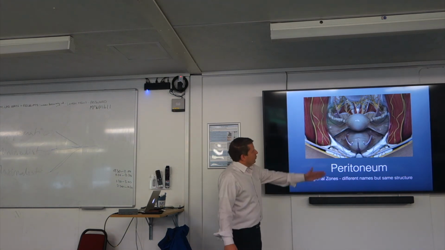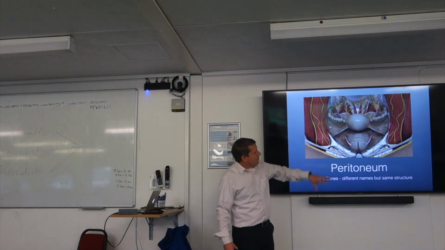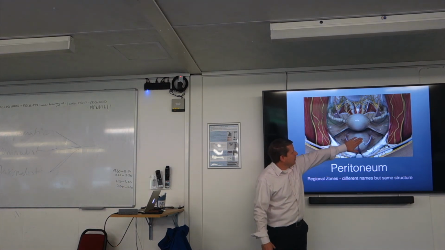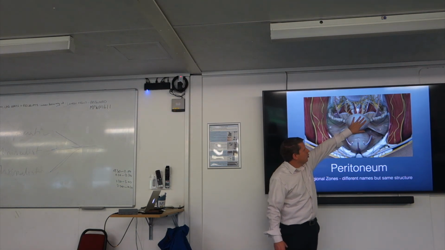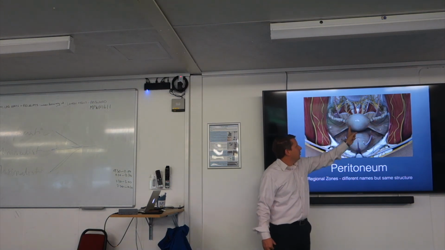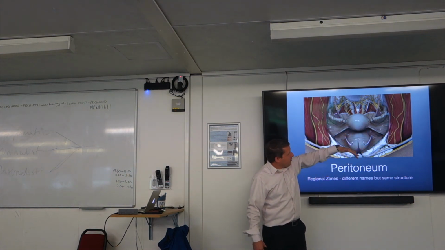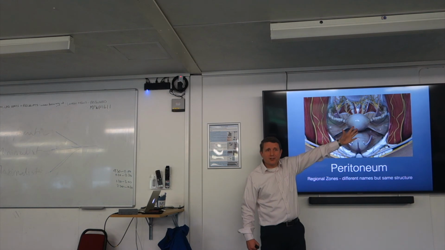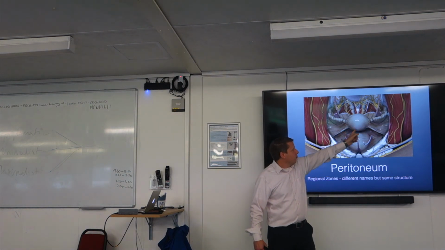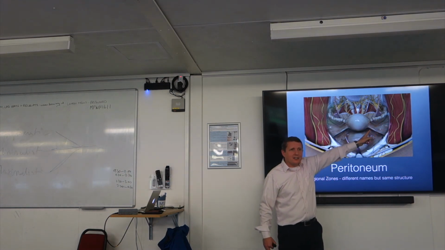Another 10 minutes. So as we look in here, this is a superior view looking down into the pelvis. To orientate us, we have the bladder, the uterus, the fallopian tubes, and the round ligament coming off here. And what you can see is that it's just one continuous structure overlying each of those things. So when we talk about the broad ligament out here, it's part of the peritoneum.